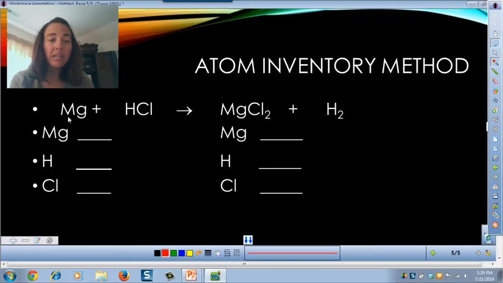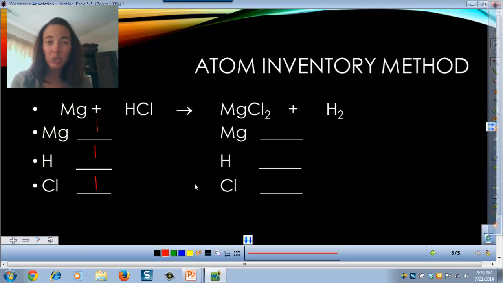On the left side, if I count the magnesiums, I see 1. I have 1 hydrogen and 1 chlorine, only on the left side of the equation where the reactants are. Now over on the right hand side of the equation, I have 1 magnesium, I have 2 chlorines, and I have 2 hydrogens, because remember, hydrogen's diatomic. So there's my inventory to begin with. You can see by looking at the hydrogens and the chlorines that this equation is not balanced yet.